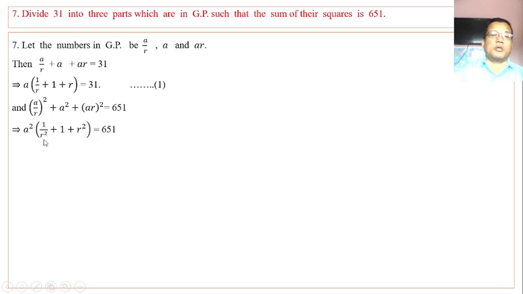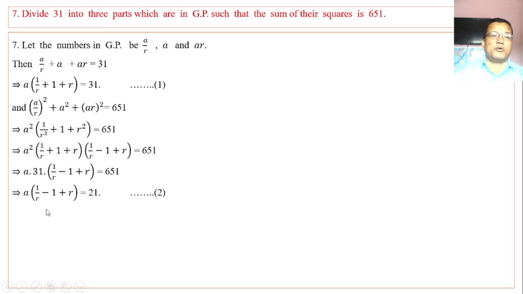This sum of squares simplifies and factorizes: a squared plus b squared minus c squared form, and a squared minus b squared form factorizes, then a times of this, a times of this, where one factor is 31. So we have equation 1 and equation 2, and dividing the two equations we get the value.